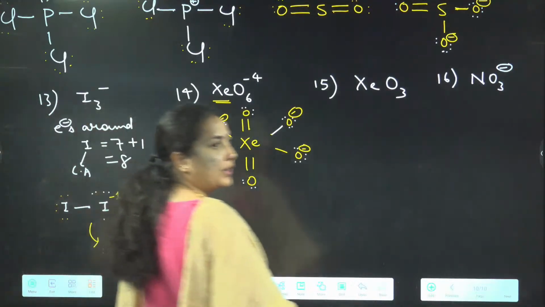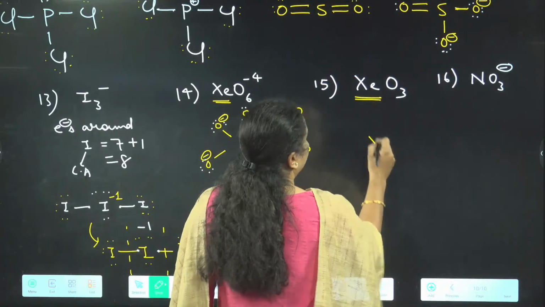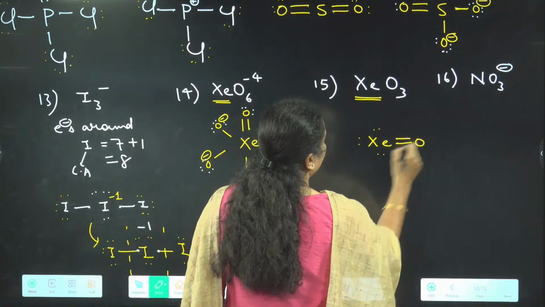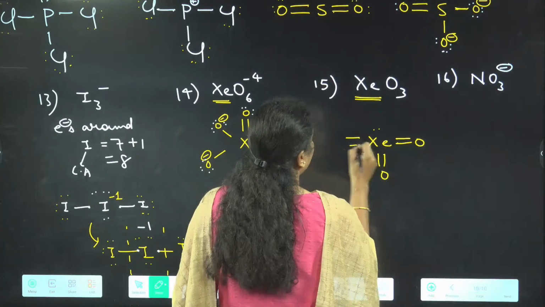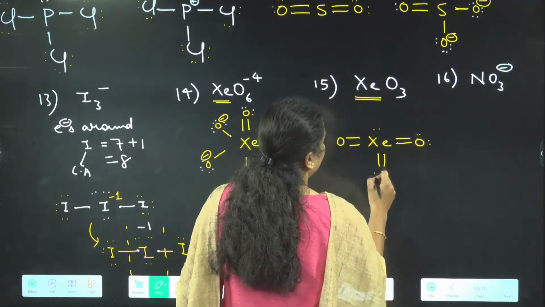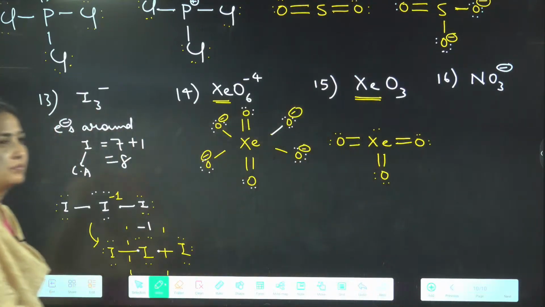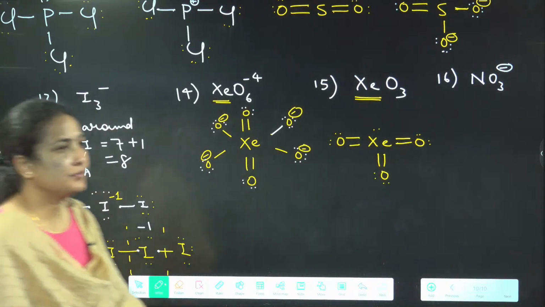For XeO3, xenon, you are having 1, 2, 3, 4, 5, 6, 7, 8. Double bonded oxygen, double bonded oxygen. Here also double bonded oxygen. 1, 2, 3, 4, 1, 2, 3, 4. Here also 1, 2, 3, 4. Like this it will be. Is it the structure? Yes.